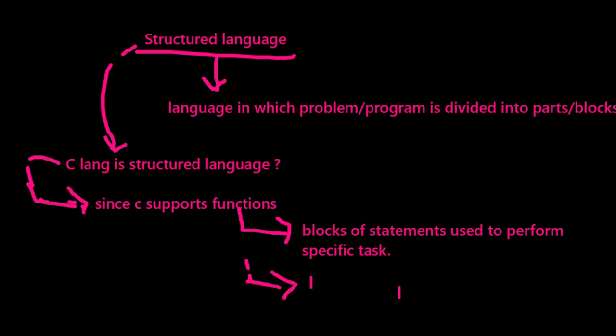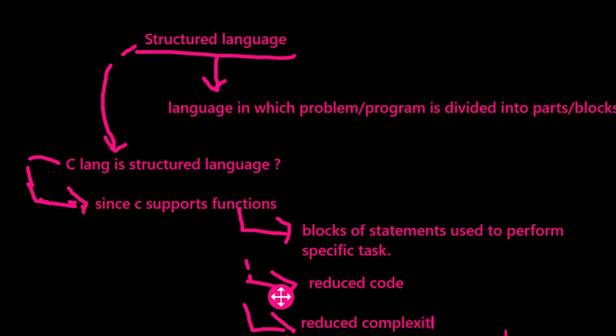It makes the program very simple. Also, it helps to reduce the complexity of the program, and thus it makes the program well structured or simple, and that's why the C language is called a structured language.